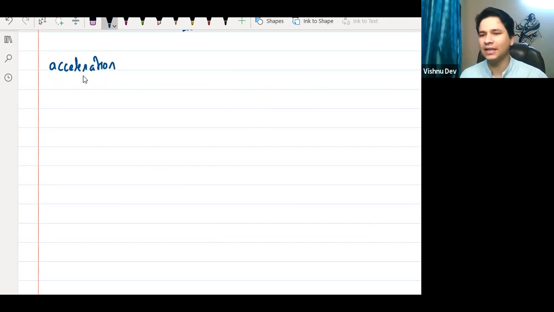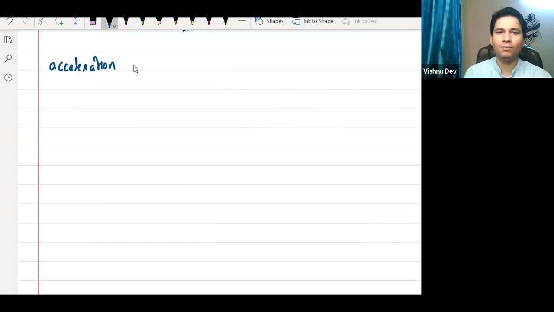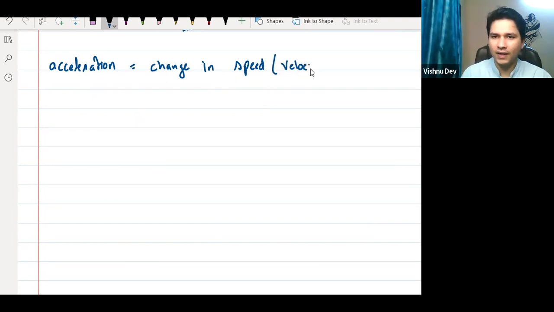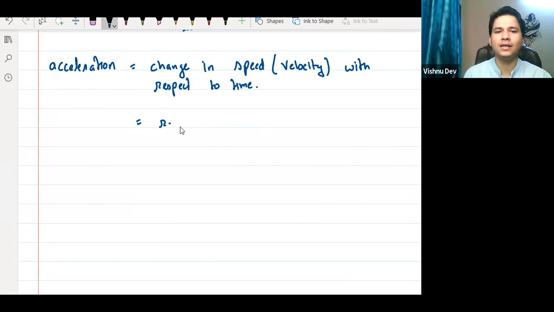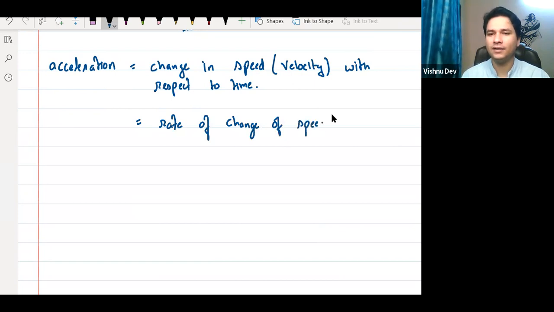So acceleration is just like speed. When we talk about speed, speed was rate of change of distance. But when we talk about change in speed, I'll also write one parameter called velocity. I will explain what this velocity is. Change in speed with respect to time is your acceleration. Because rate is always with respect to time, it is the rate of change of speed or velocity.